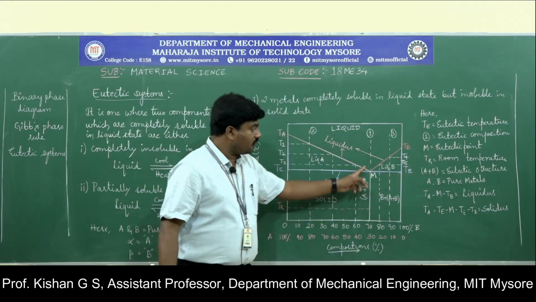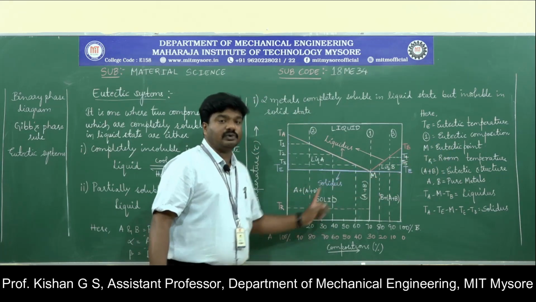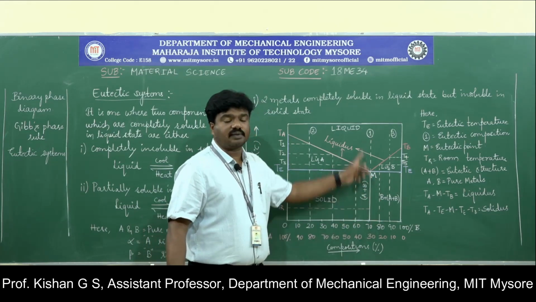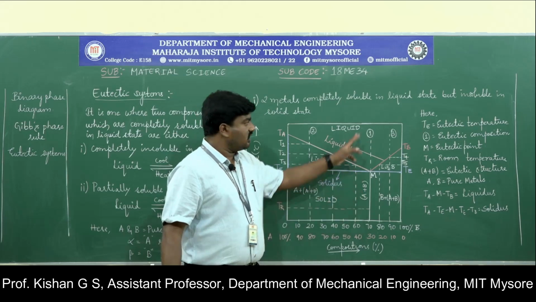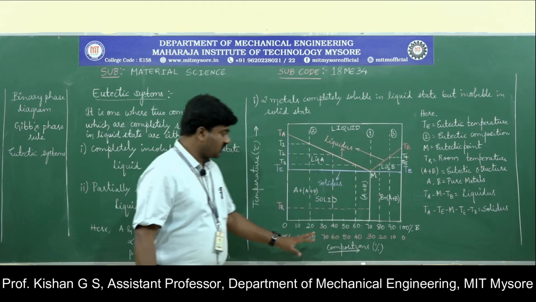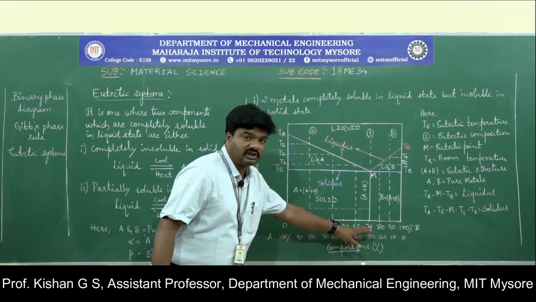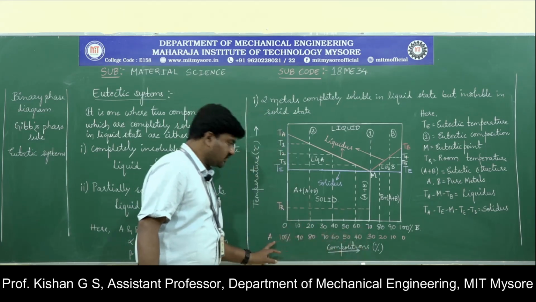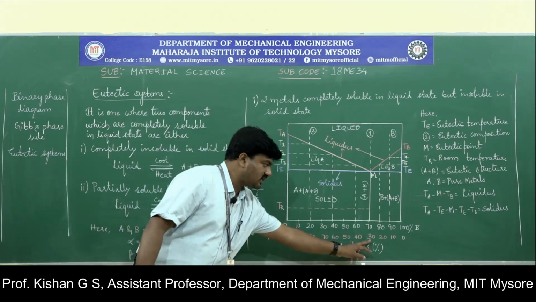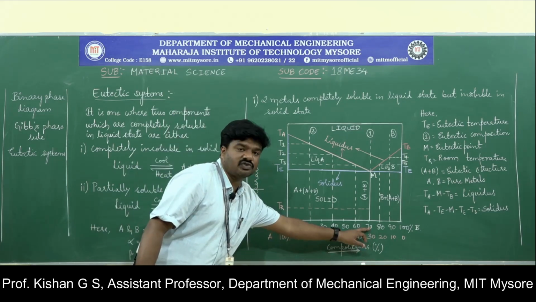And the composition of pure metal A and pure metal B that leads to the eutectic point is called the eutectic composition. Here in this particular representation, it is 70% of B and 30% of A. You can refer to the figure. So it is 30% of A and 70% of B.